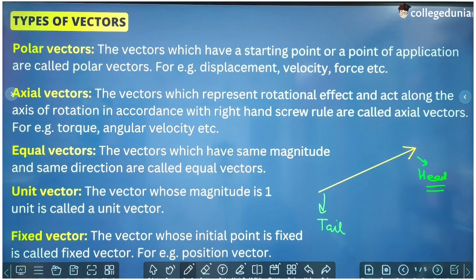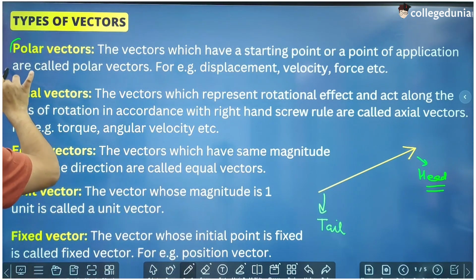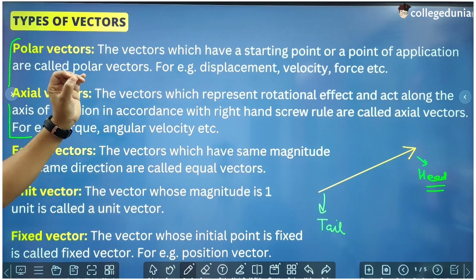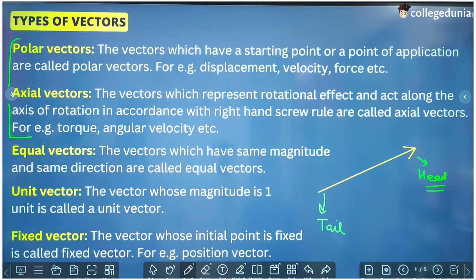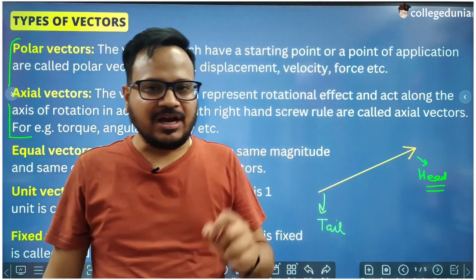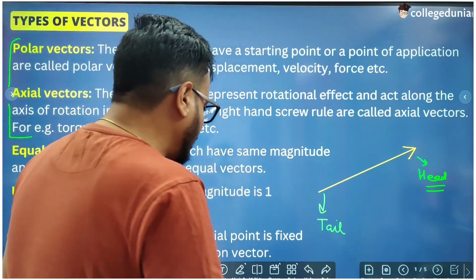So broadly, we can divide vectors into two categories, which are polar vectors and axial vectors. What are polar vectors? The vectors which have a starting point or a point of application are called polar vectors. For example, displacement, velocity and force. Any vector which has a starting point and a point of application is called a polar vector.